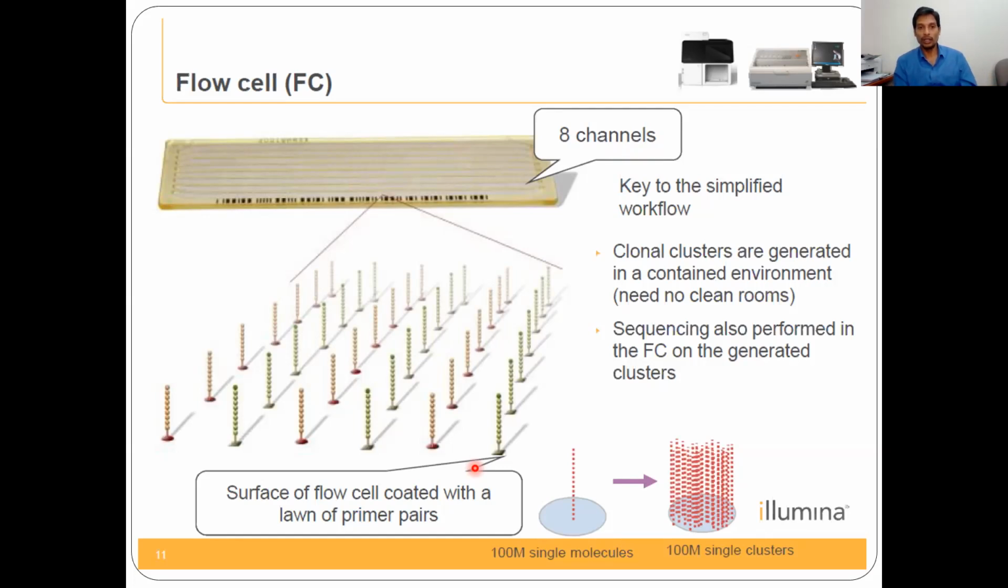Okay, so the surface of the flow cell is coated with a lawn of primers. You can see at the bottom that they are fully covalently bound, immobilized. So you cannot remove these primers from the flow cell. They are strongly attached there. That is how the flow cell looks, with the primers distributed on it. So the next step is what?